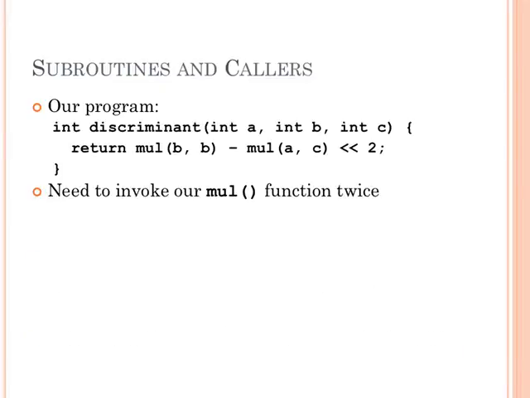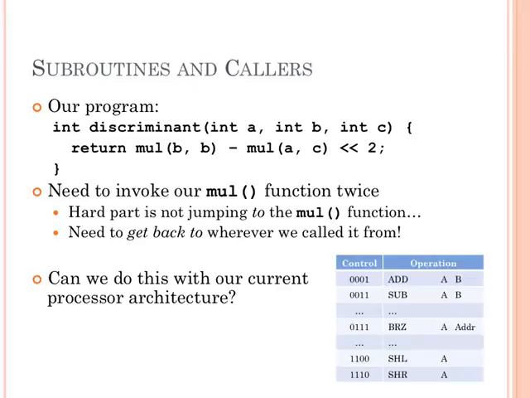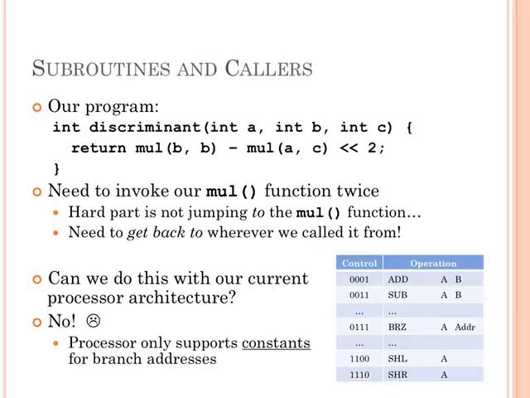Okay, so we have this program. We need to invoke mul twice. And jumping to mul is easy enough. We could just say brz 0, mul, and we would get to the multiply function. That's fine. But like I was saying, getting back is the hard part. And I'm just going to cut to the chase so we don't have to belabor all this. We cannot do this with our current architecture. Why not? Well, look at our brz instruction. I can only hard code an address into the branches 0 instruction. I can't give it a register or some other indirect value.